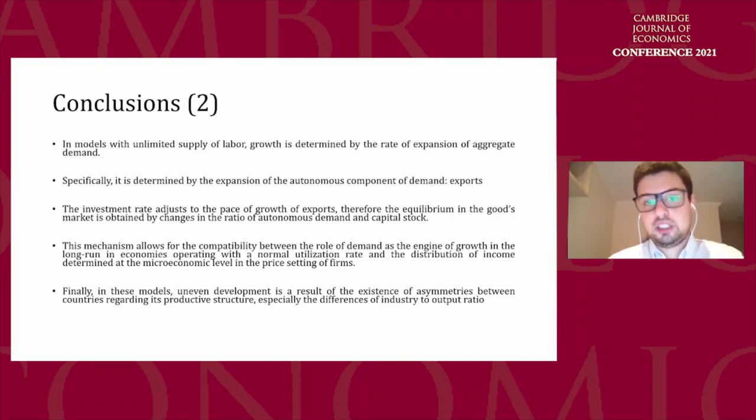In models with unlimited labor supply, for instance, growth is determined by the rate of expansion of aggregate demand and the autonomous component of aggregate demand, which is exports. The investment rate adjusts to the pace of growth of exports, and therefore the equilibrium in goods markets is obtained by changes in the ratio of autonomous demand and capital stock. And the mechanism that allows the compatibility of the role of demand as the engine of growth in the long run is the economy operating with the normal utilization rate, and distribution of income being determined at the microeconomic level in the price setting of firms via the markup.